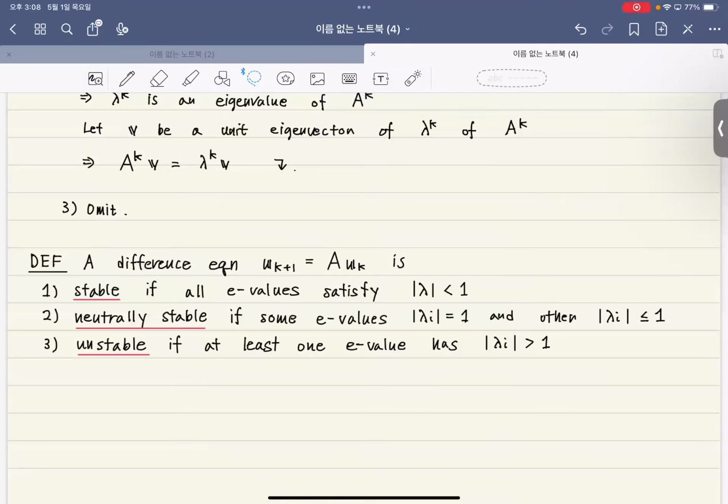Also, there is a definition. Suppose that I have a given differential equation of degree 1. We say this differential equation is stable if every eigenvalue has magnitude less than 1, and neutrally stable means some eigenvalues have magnitude equal to 1 and the other eigenvalues have magnitude less than or equal to 1. And unstable if there is one eigenvalue whose magnitude is greater than 1.